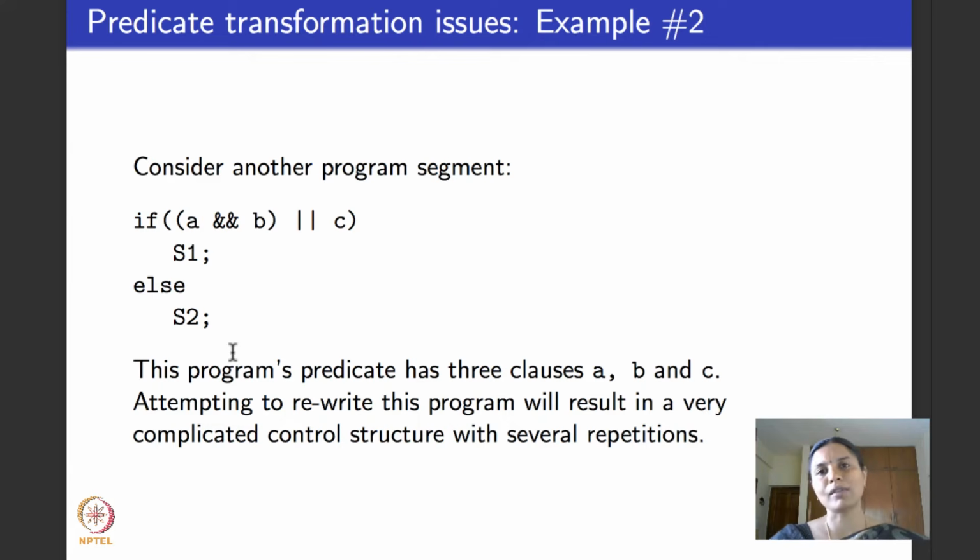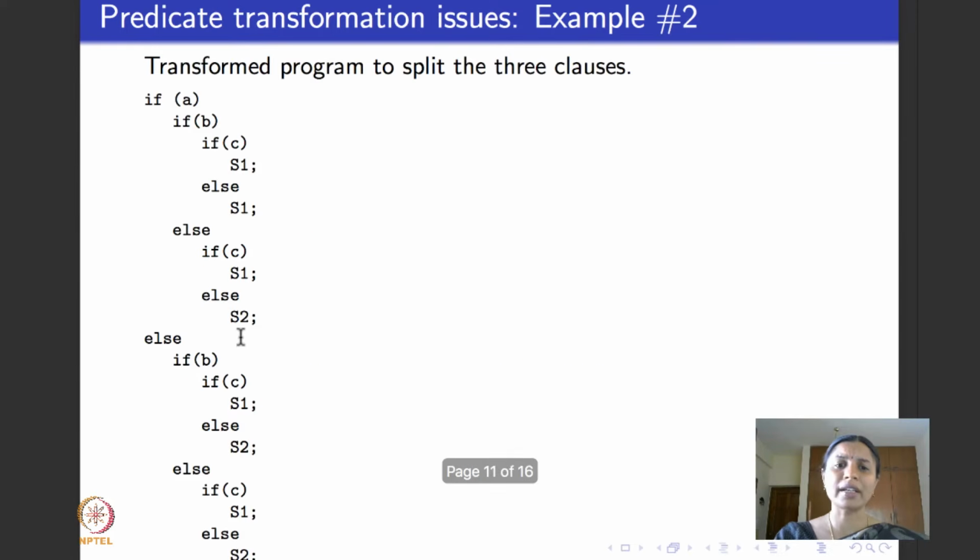Now let's attempt to rewrite this program. You can attempt in several different ways. Whatever ways you attempt, you'll realize that you'll get a very long program with several occurrences of S1 and S2 repeated, and it'll have a very ugly looking control structure. So here is one attempt at rewriting the program. If you look at this itself, you realize that this looks very complicated, right?